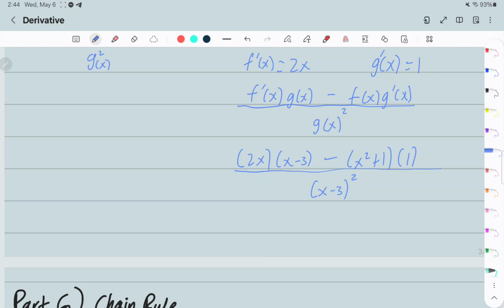So the 2x we're going to multiply with x is going to be 2x squared minus 6x, and then minus from the formula is going to give you minus (x squared minus 1) over (x minus 3). The rest you can simplify yourself, and you will figure out that it can be simplified easily. It's just an algebraic expression.